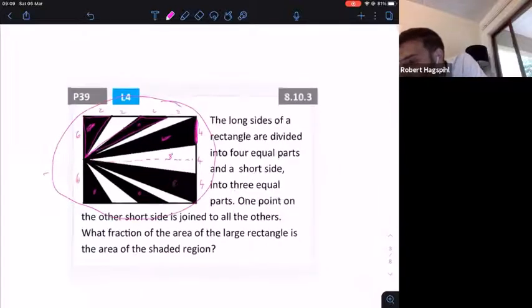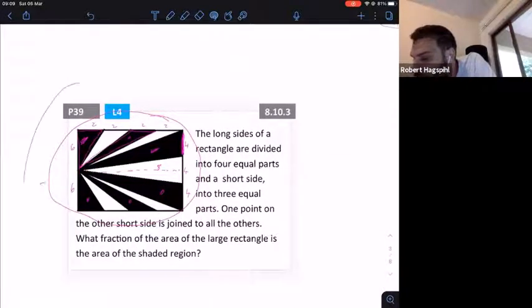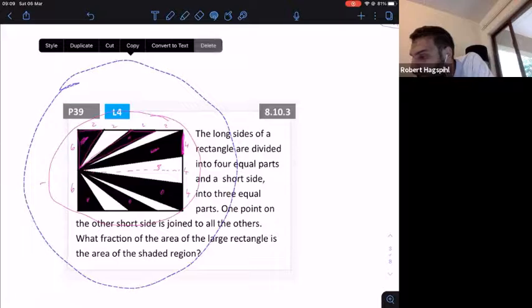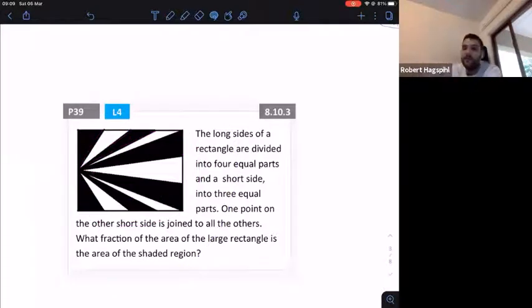Again, I think it's important to know how to do it algebraically, because going forward, sometimes we're not going to be able to do it by ourselves.